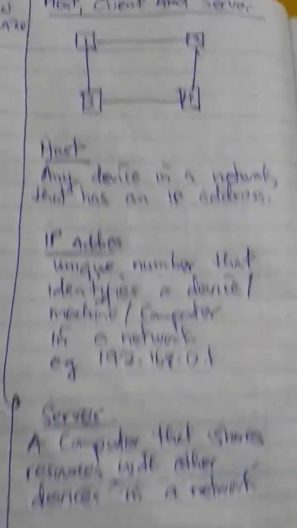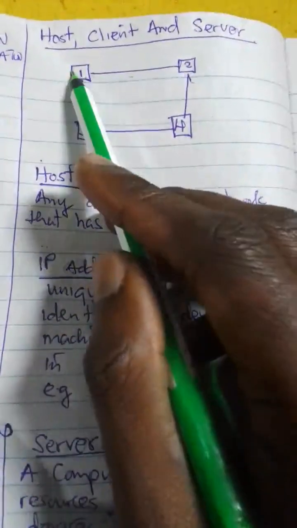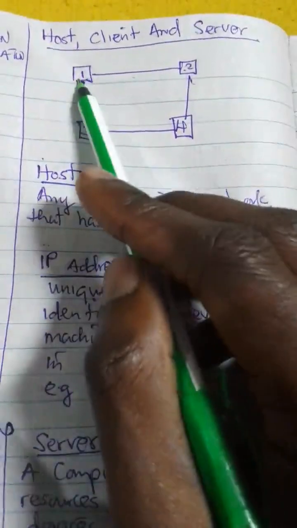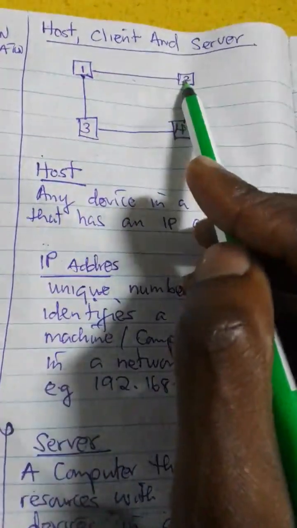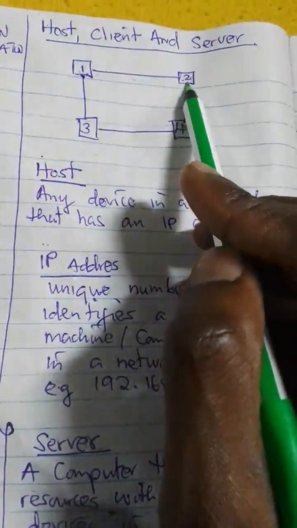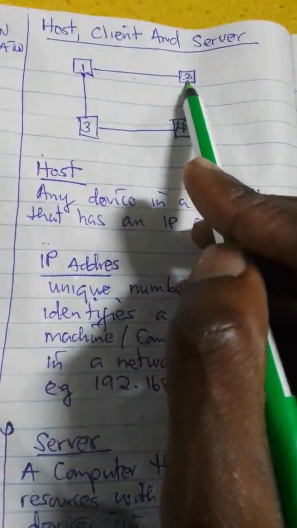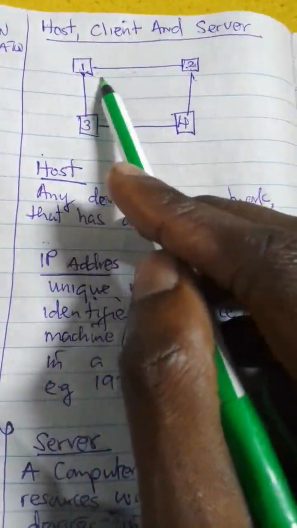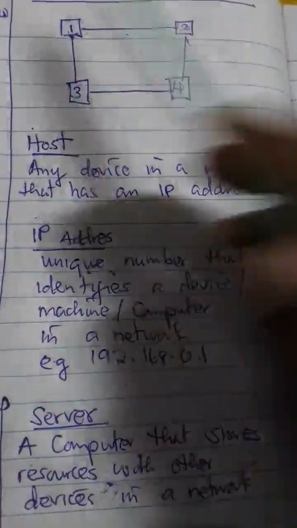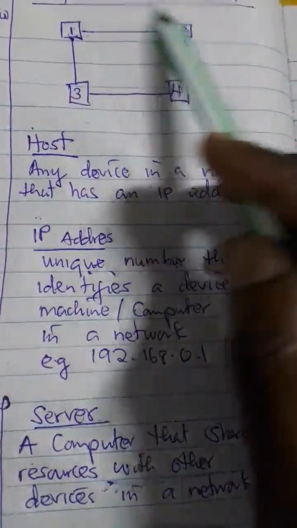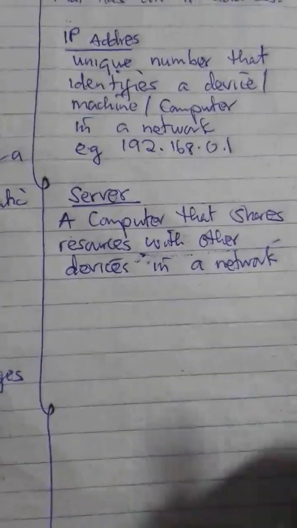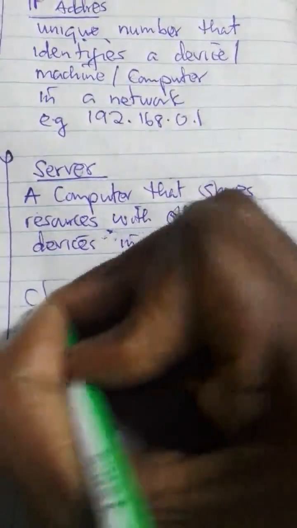Okay, so let's say that if computer 1 is sending a file to computer 2, in that case, computer 1 becomes the server and computer 2 is going to remain a host. If computer 2 is sending a file to computer 1, it means that at that point, computer 2 is going to be the server and computer 1 is just going to be a host. So now that we understand what a host is and what a server is, let's understand what a client is in a network.